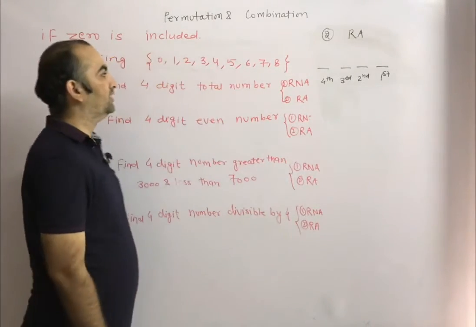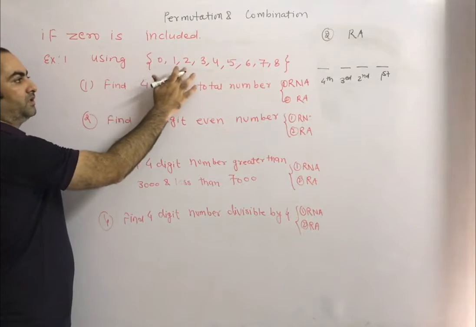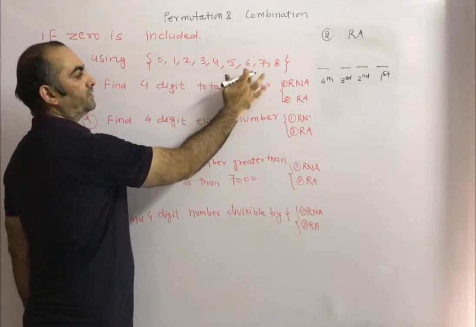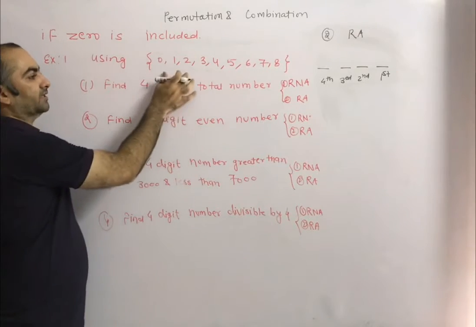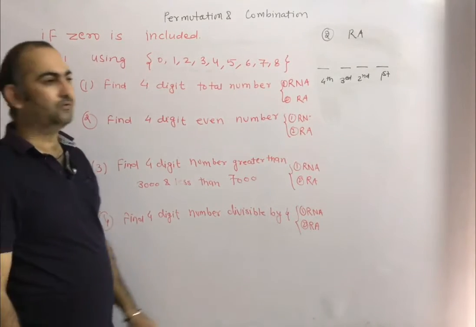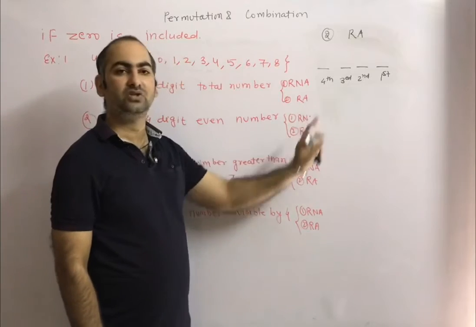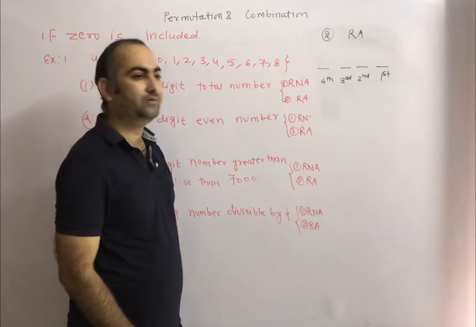Now the digits given are 0, 1, 2, 3, 4, 5, 6, 7, 8. So 9 digits are given. In this, 0 is there. That means you have to take care of the 4th place, because at the fourth place 0 will not come. So first we will fill the fourth place only.